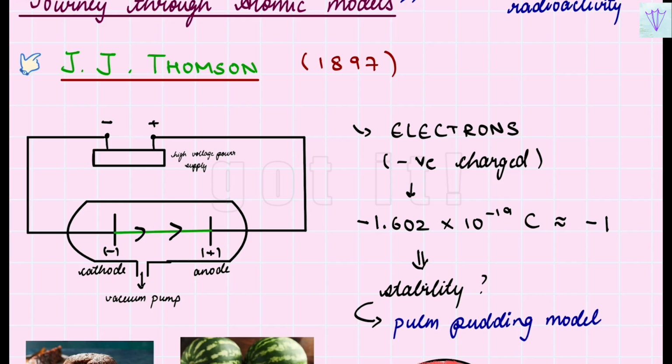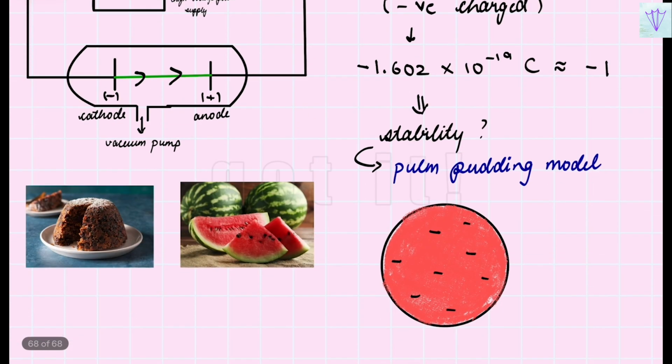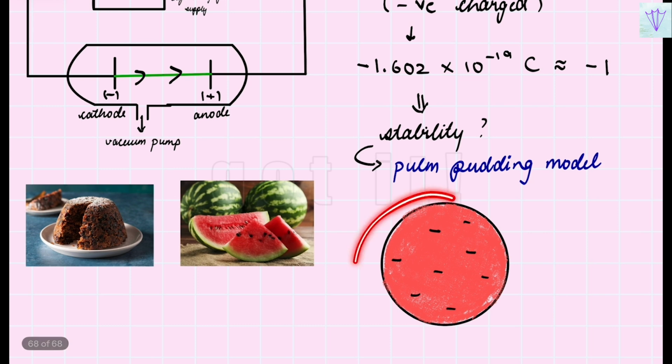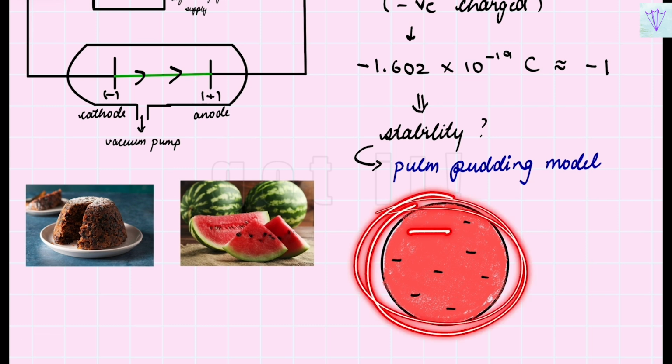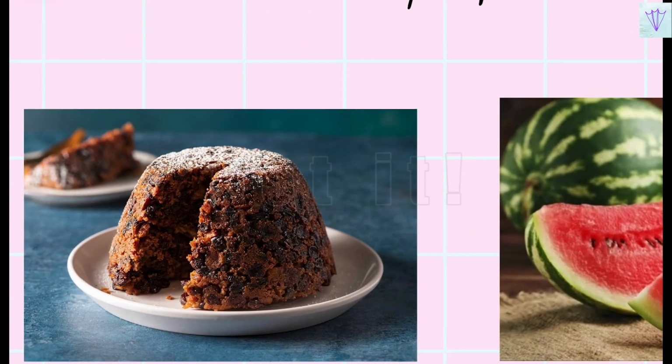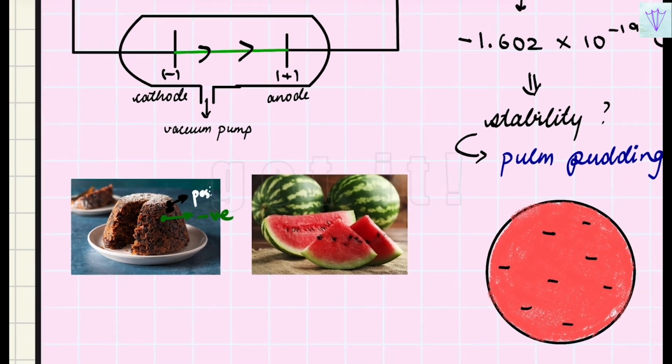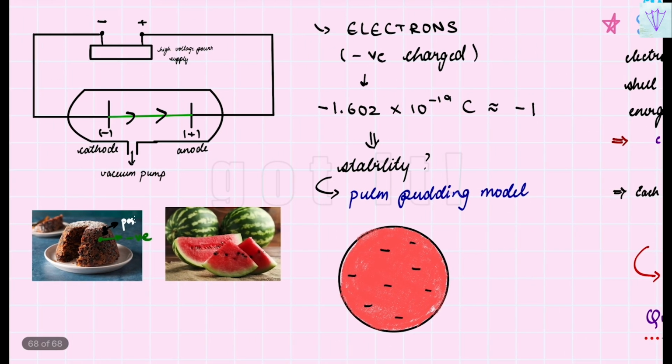But what about the stability? An atom cannot consist only of negative charge, but it is stable. So why is it stable? Then J.J. Thomson came up with the plum pudding model. He said that the whole atom is like a positive sphere and the negative charge is embedded in it. It is like a plum pudding where everything here is the positive charge, while the plums are the negative charge. Like this, J.J. Thomson came up with the plum pudding model.